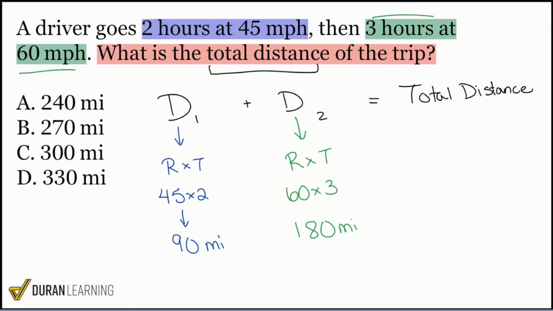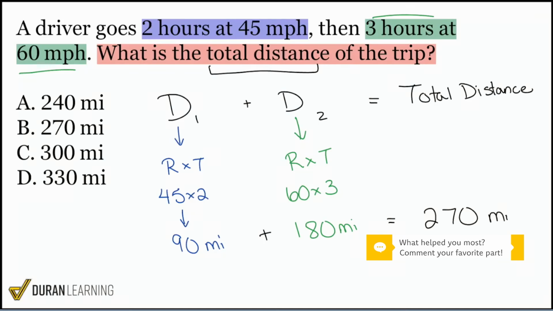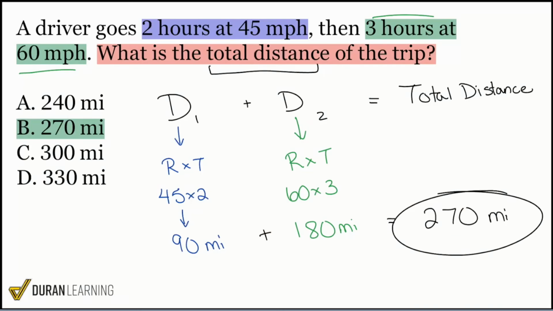So now one last thing. Remind me, what did we say we would do if we had those individual distances? Yeah, we would add them up. That's exactly what we said we would do. So we have the first distance, 90 miles. The second distance, 180 miles. We add those together, and that's going to give us 270 miles total. And that's why the correct answer here is answer choice B.